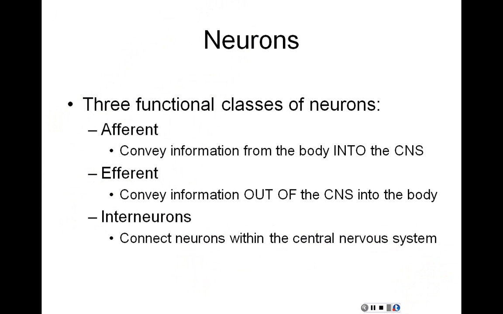Okay, three functional classes of neurons. And function has to do with what type of information they relay. Afferent, efferent, and interneurons.